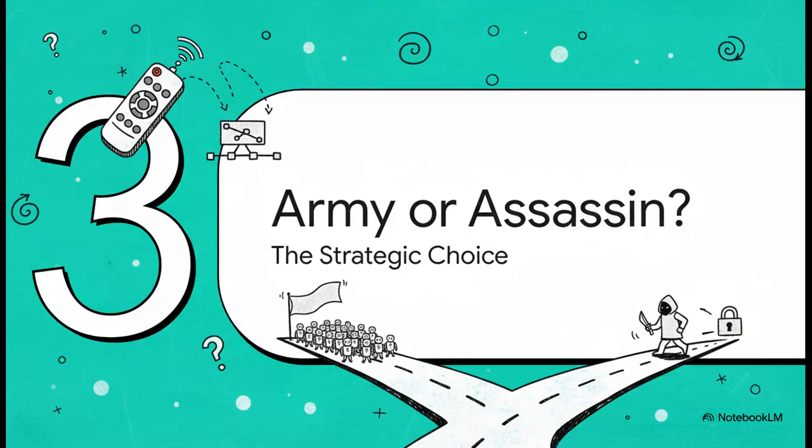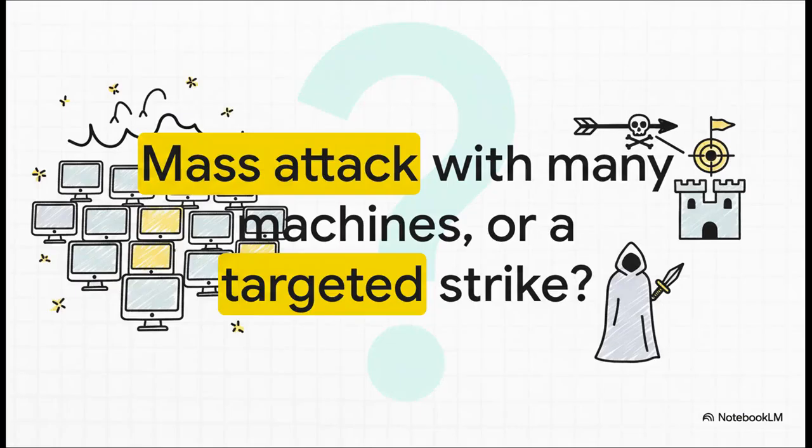So, with that remote control locked down, the attacker hits a major fork in the road. What they do next depends entirely on the mission. And the answer to this question really defines the rest of the operation, doesn't it? Are they building a massive army for a huge, widespread attack? Or are they acting more like a silent assassin, focusing all their efforts on one specific, high-value target?